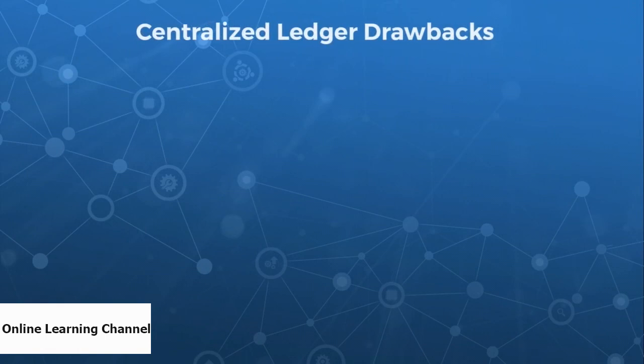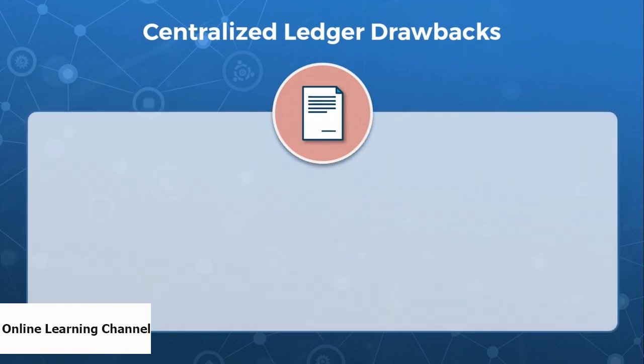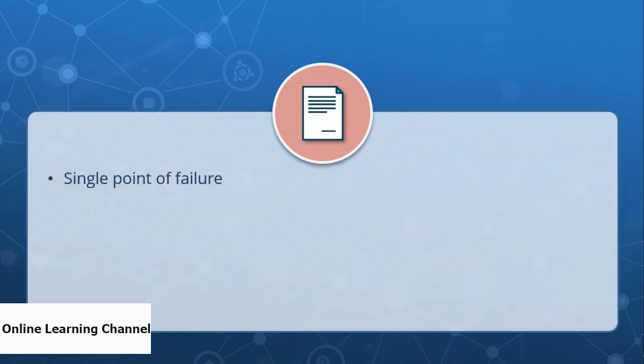So the overall simplicity of having a centralized ledger does come with a few drawbacks. A very important one being a single point of failure. If the node which hosts the contents of the ledger were to fail for some reason, then nobody has access to the ledger and they will need to wait until the node is brought back up.